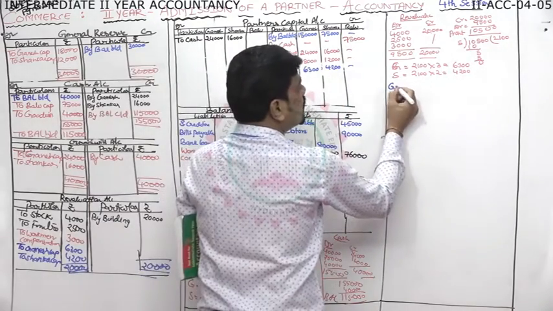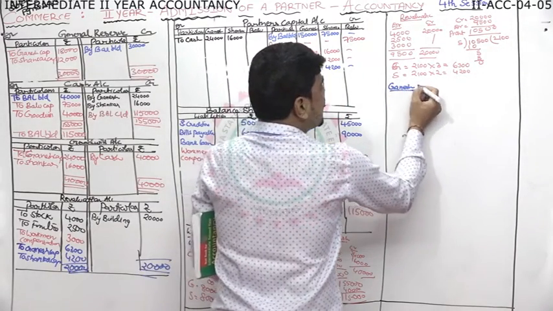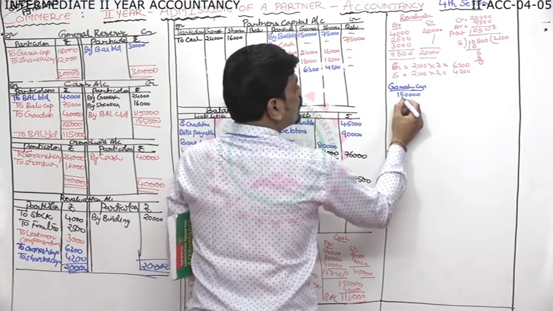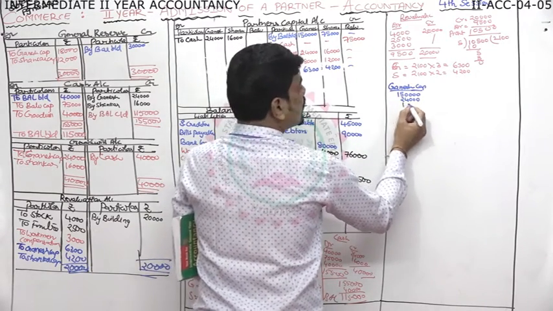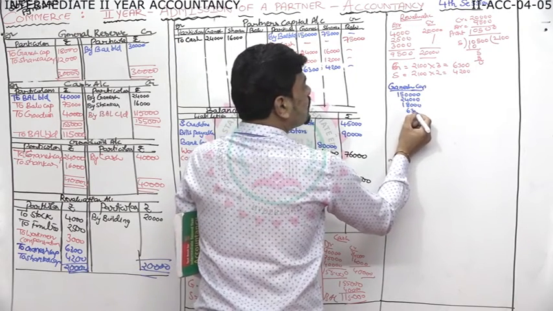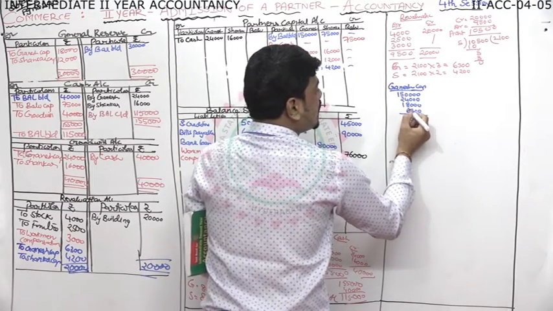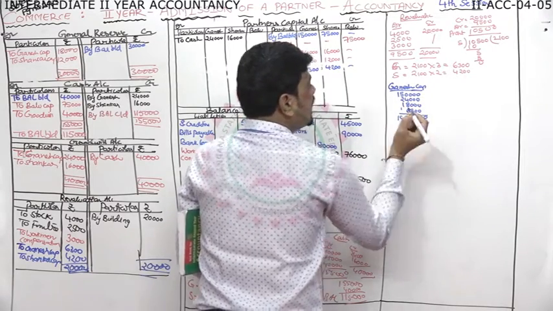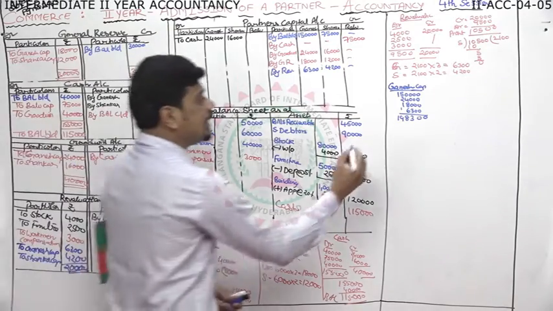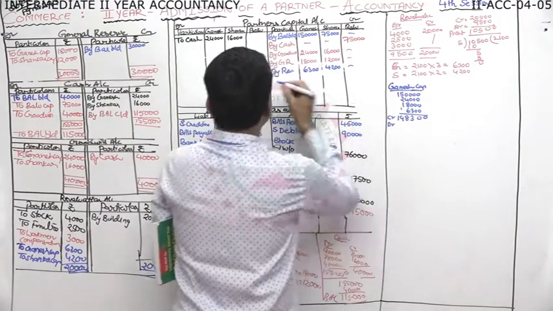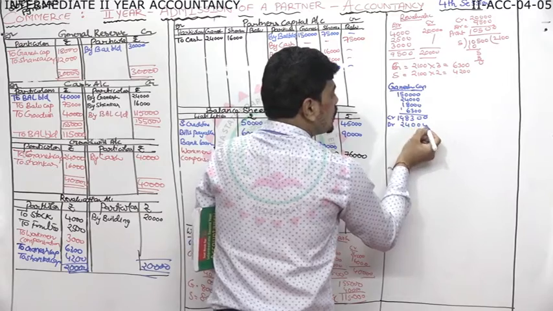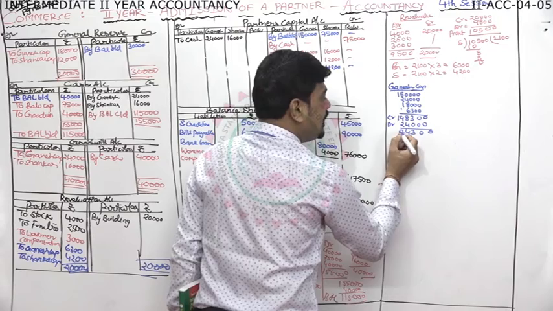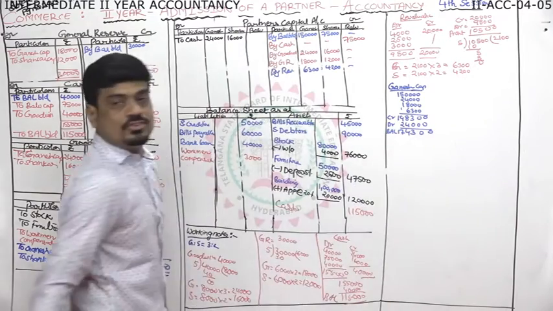So Ganesh capital. No doubt it takes 2 minutes time, but it's better. So credit 1,50,000, 24,000, 18,000, 6,300. The credit total is 1,98,300. From this, I'll subtract debit 24,000. 1,98,300 minus 24,000 gives 1,74,300. This is the new balance of Ganesh.